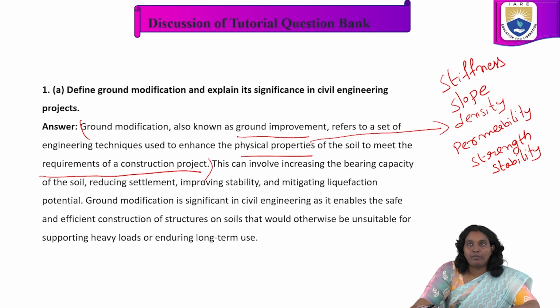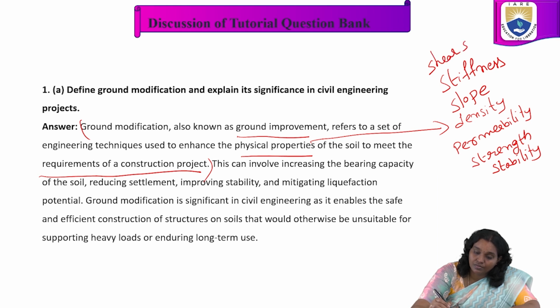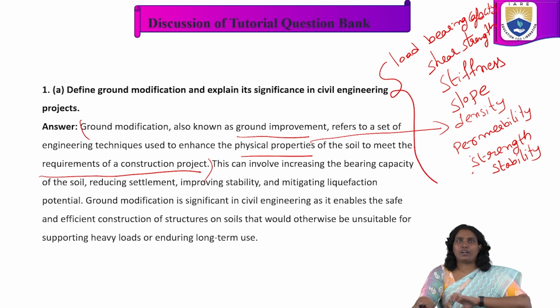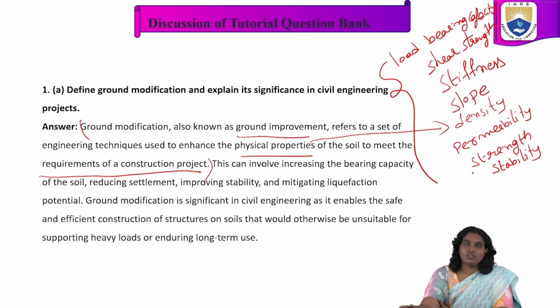So many parameters are involved, and also the shear strength, load bearing capacity. These are all various physical properties. You may write a few more as per convenience. So we may explain like this also: enhance the physical properties of soil, mechanical properties of soil. Those are, for example, like that; you may express it in your own way.